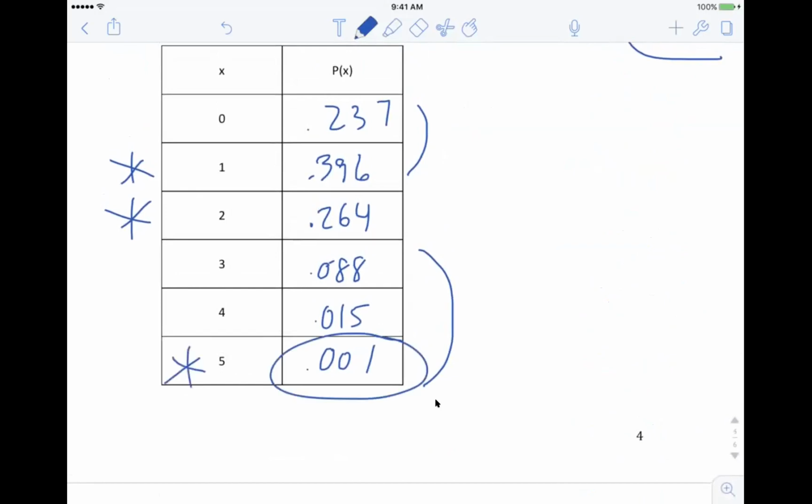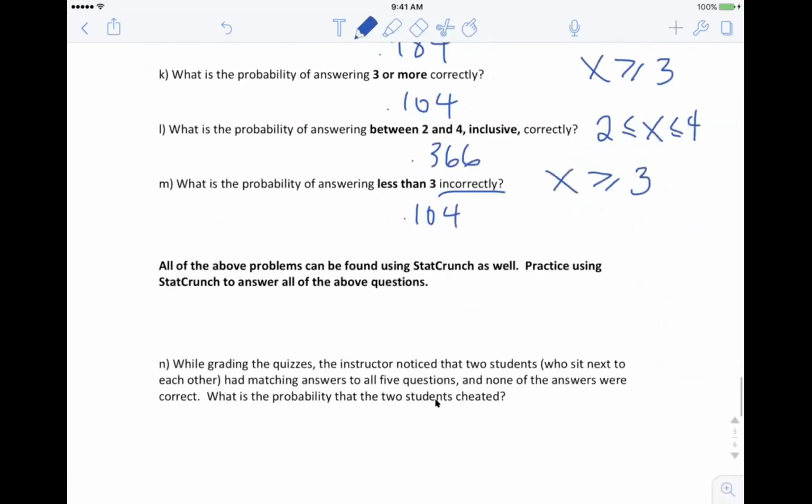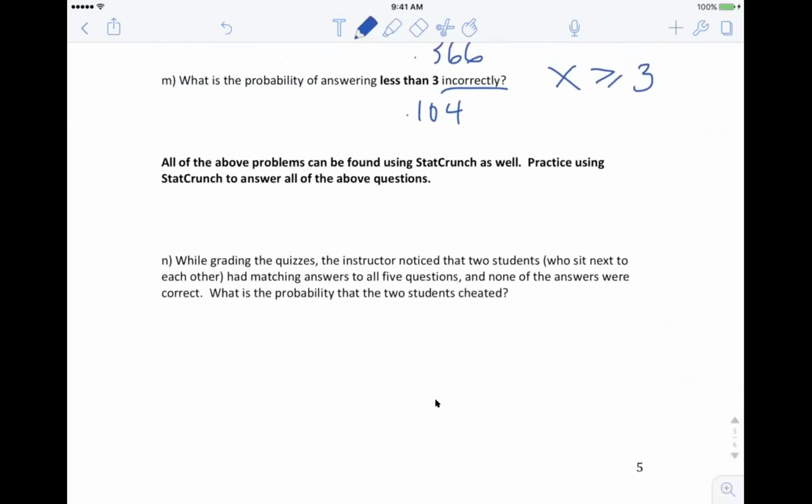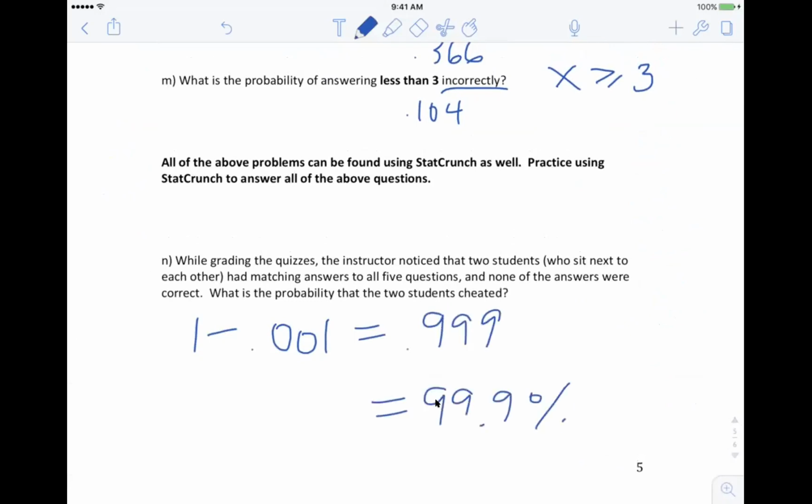It's 0.001, right? So the probability that these 2 students match by randomness, because they got them all wrong, is 0.001. So the probability that they cheated would be the opposite of that. I would say this is a 99.9% chance of foul play.